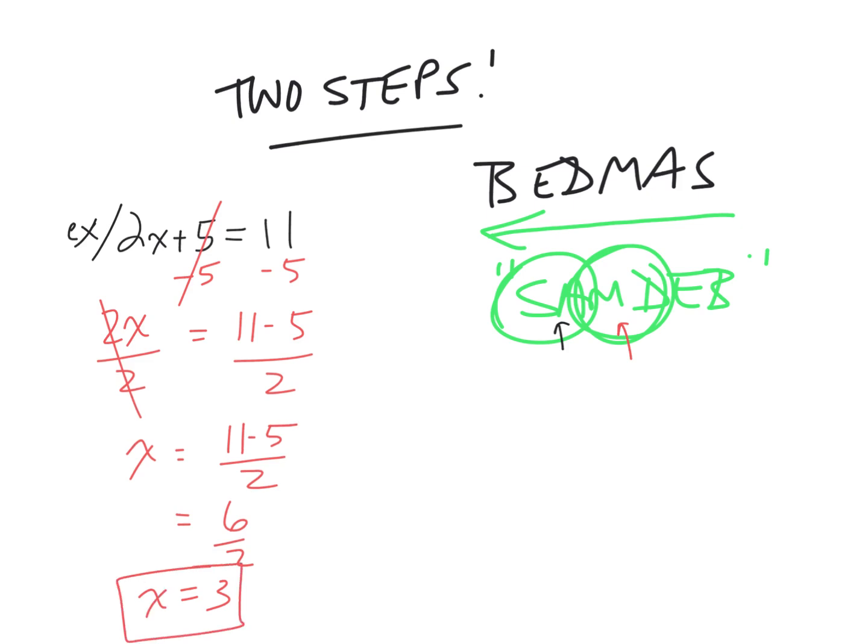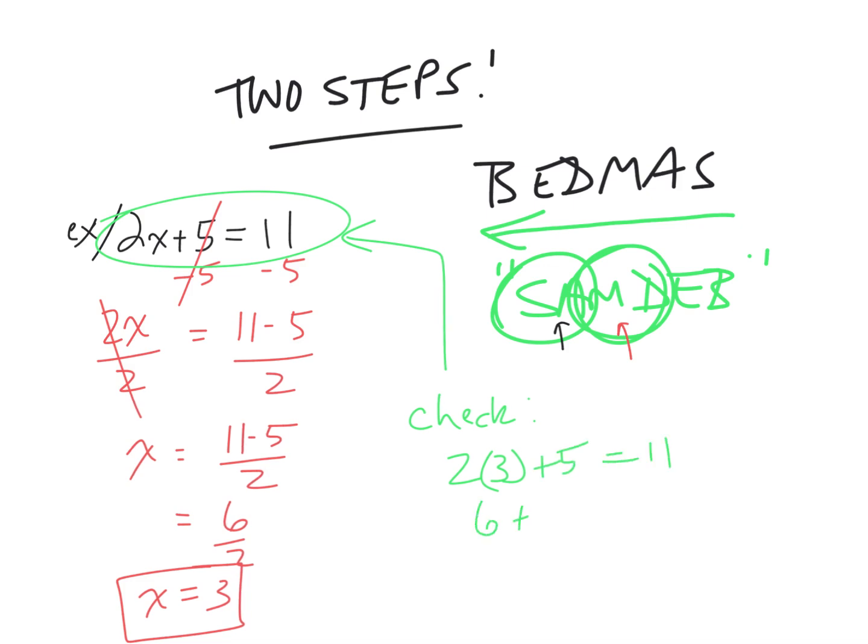Again, with these, you have a great opportunity to check your work. You can check it by subbing that answer into the original equation and seeing if it works out. So you can do 2 times 3 plus 5 and see if that equals 11. 6 plus 5 equals 11. 11, 11. So we're good. It all works out. Ta-da!